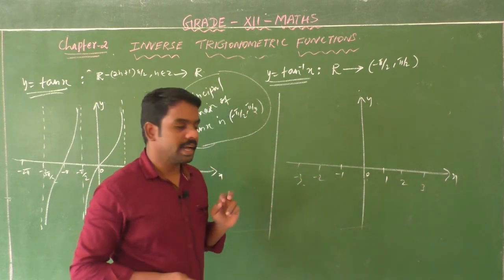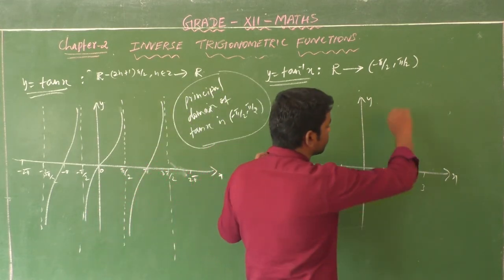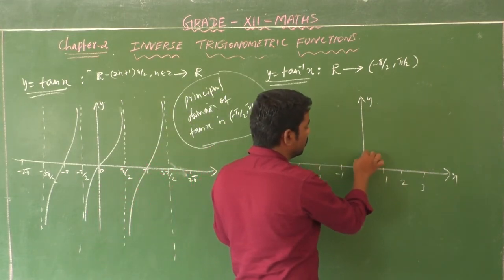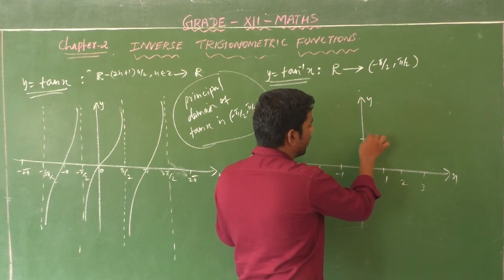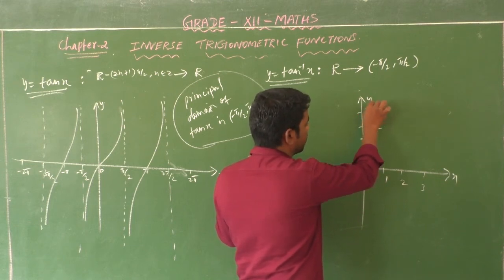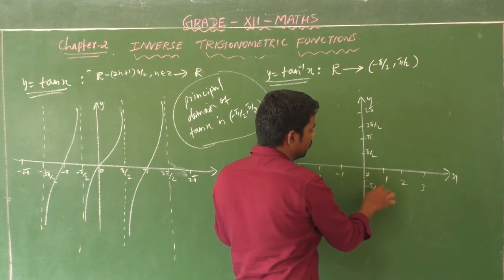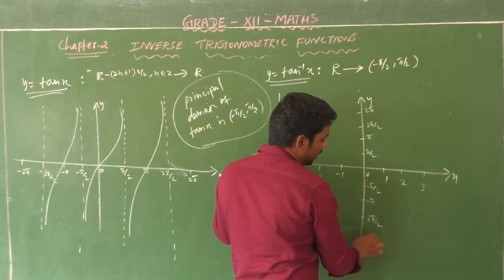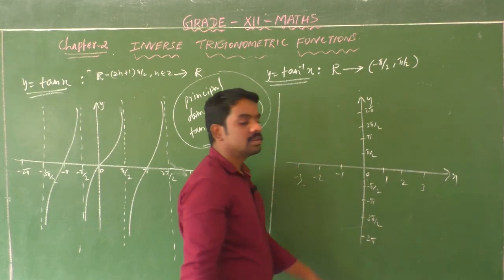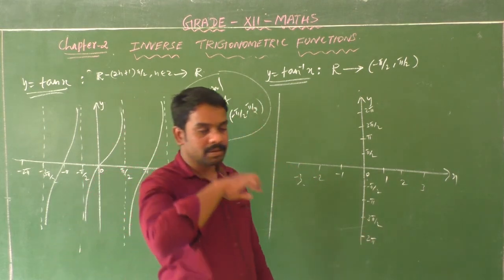Okay. Right. Listen. 0, pi by 2, pi, 3 pi by 2 and 2 pi. Here minus pi by 2, minus pi, minus 3 pi by 2, minus 2 pi. Correct.